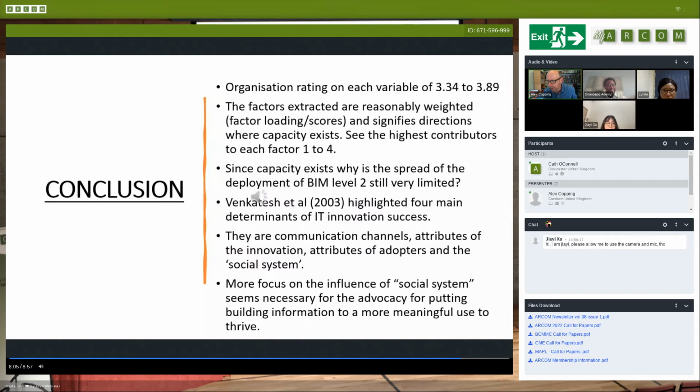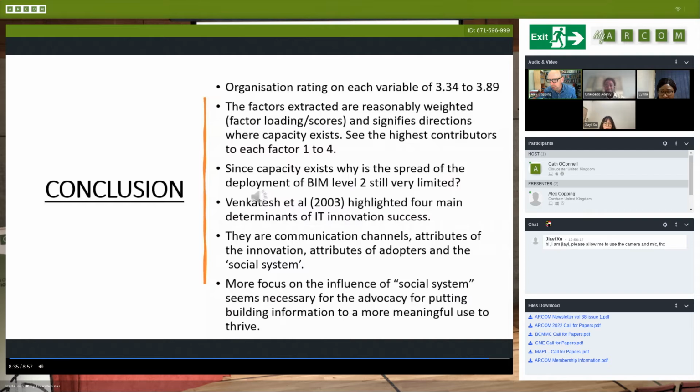Venkatesh et al. highlighted 4 main determinants of IT innovation success, and they are communication channels, attributes of innovation, attributes of adopters, and the social system. Based on the outcome of this study, it seems 3 of the success factors have been well addressed. Then there is a question.